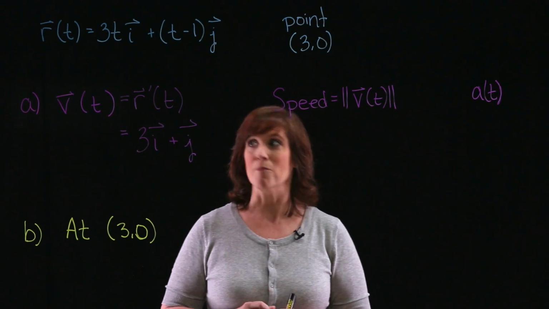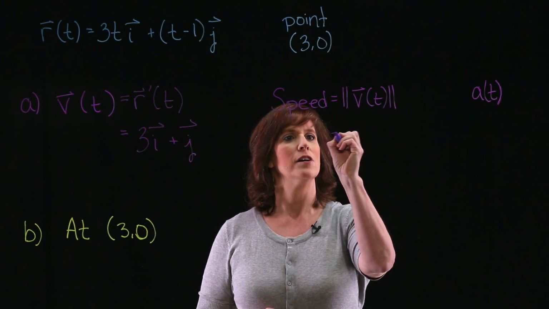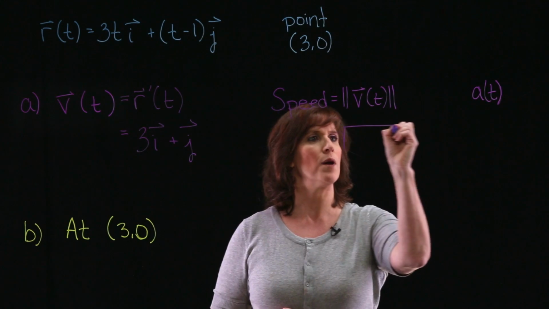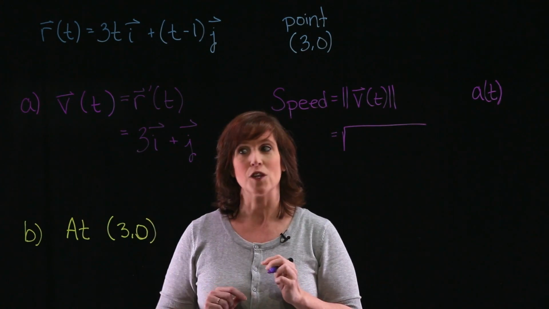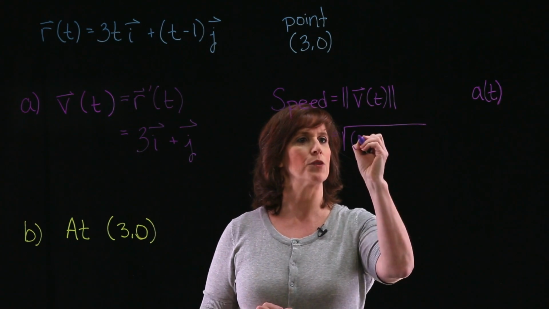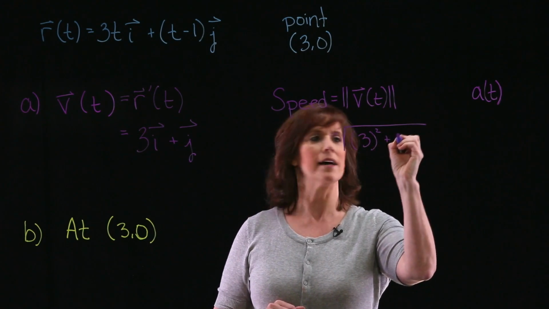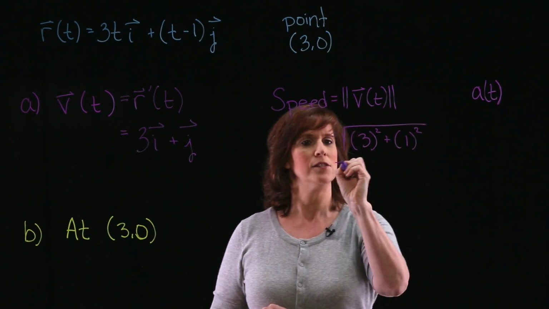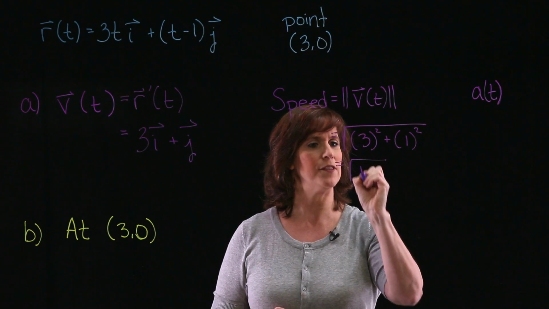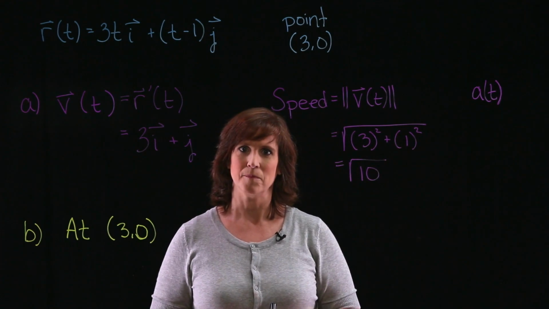The speed is the norm of my velocity vector. So to find that, we take the square root of the square of each of the components. So that's going to be 3 squared plus 1 squared. So for the speed, we have the square root of 10.